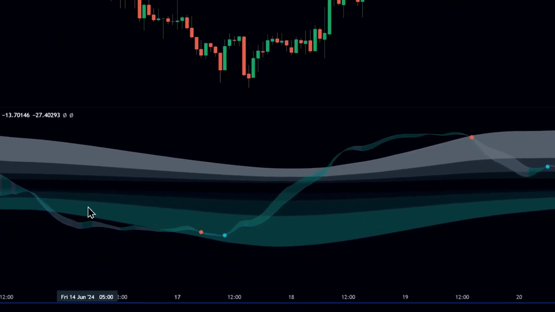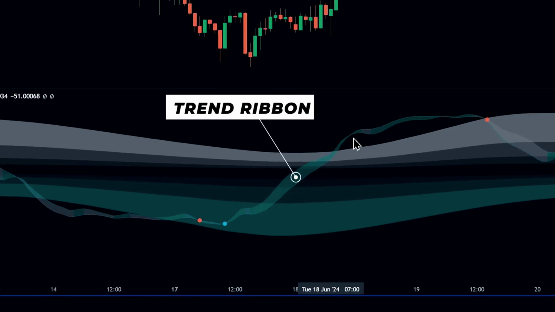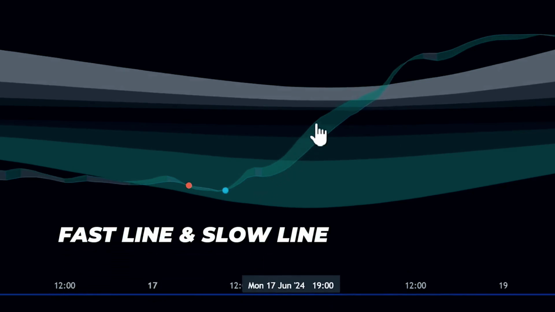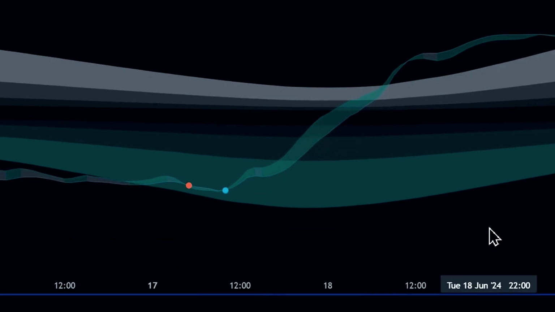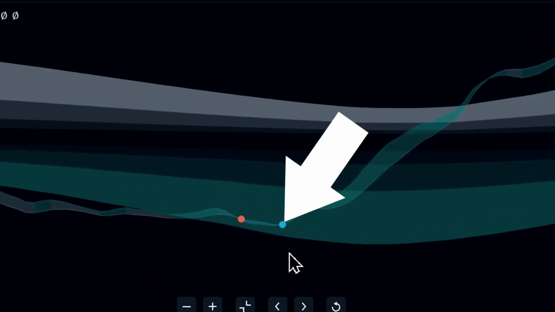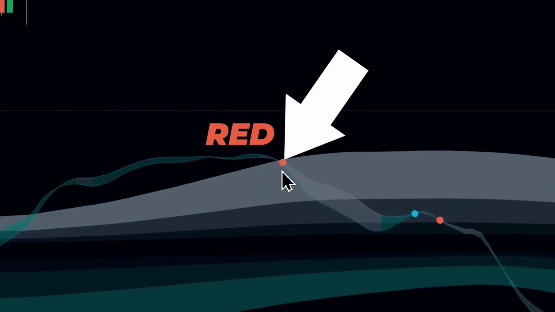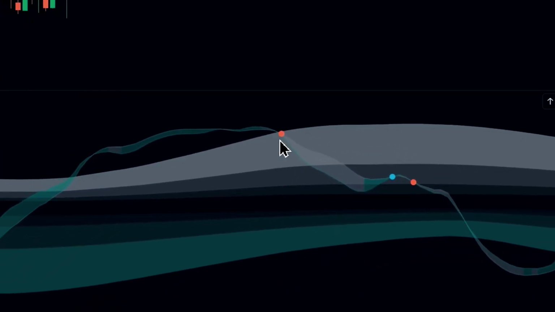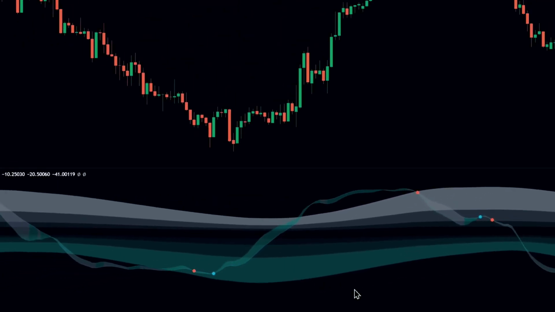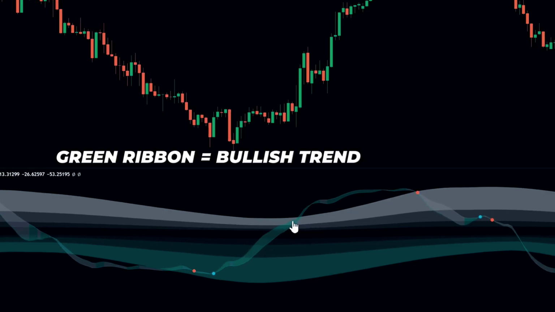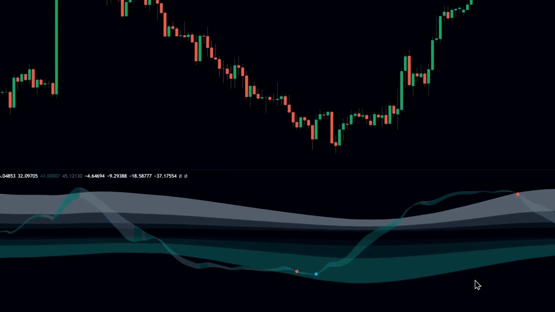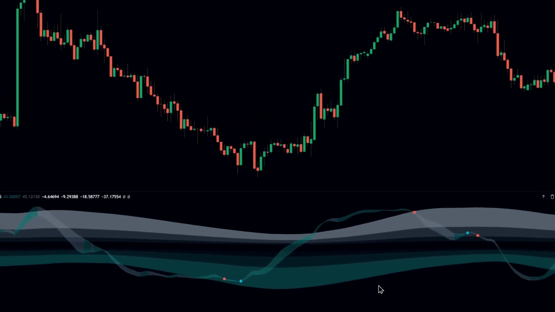The main component of this indicator is the trend ribbon, which appears in the middle. It consists of two lines, a fast line and a slow line. These lines generate buy and sell signals. A buy signal happens when the fast line crosses above the slow line, indicated by a blue dot on the ribbon. Conversely, a red dot signals a sell when the fast line crosses below the slow line. Additionally, the ribbon changes color to indicate the market's overall trend. A green ribbon signals a bullish trend, while a gray ribbon indicates a bearish trend. This visual design makes it much easier to quickly interpret market conditions.